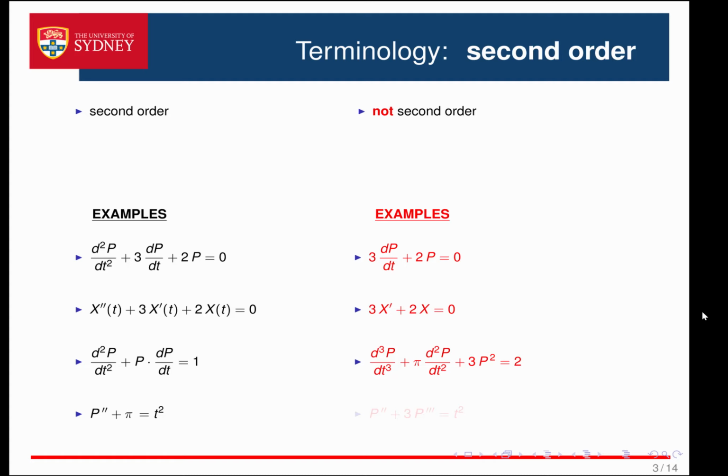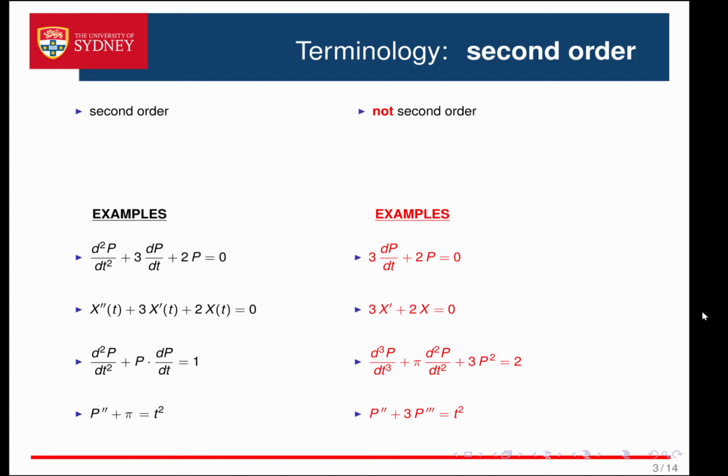This DE has its highest derivative as p double dashed, so it is second order. Note, we do not have to have the first derivative in the DE for it to be second order. In fact, we do not even have to have the function p. On the other hand, the highest derivative here is p triple dash, so it is once again third order.